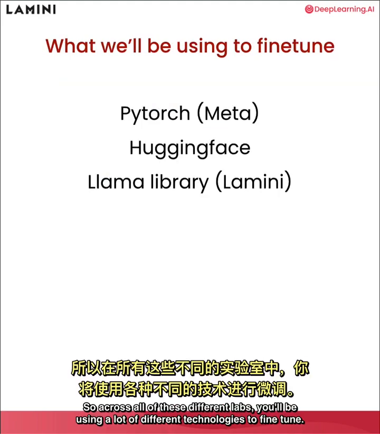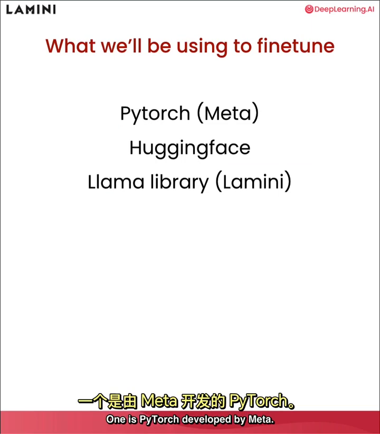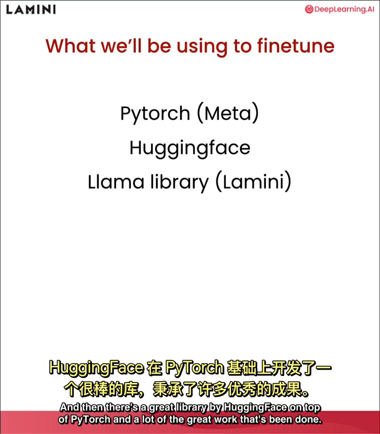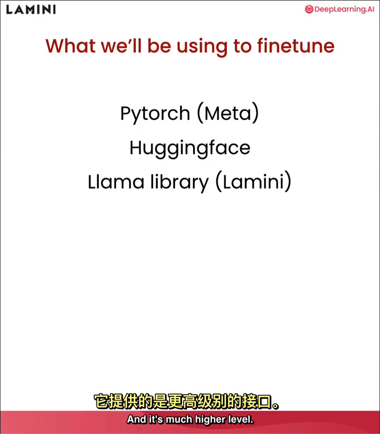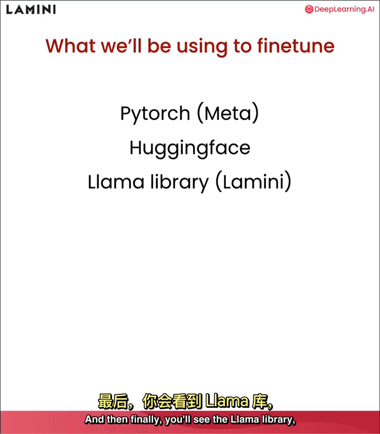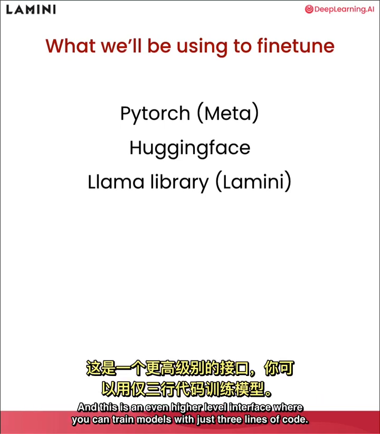All right, so across all of these different labs, you'll be using a lot of different technologies to fine-tune. There are 3 Python libraries. One is PyTorch, developed by Meta. This is the lowest level interface that you'll see. And then there's a great library by Hugging Face on top of PyTorch and a lot of the great work that's been done. It's much higher level. You can import data sets and train models very easily. And then finally, you'll see the Llama library, which I've been developing with my team. We call it the Llama library for all the great llamas out there. And this is an even higher level interface where you can train models with just 3 lines of code.